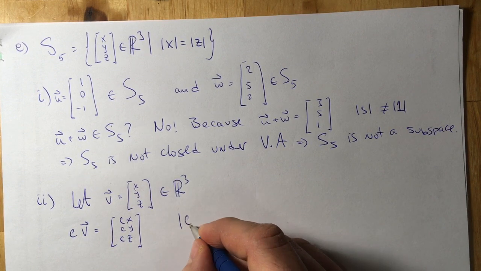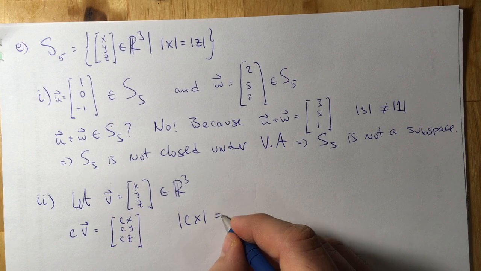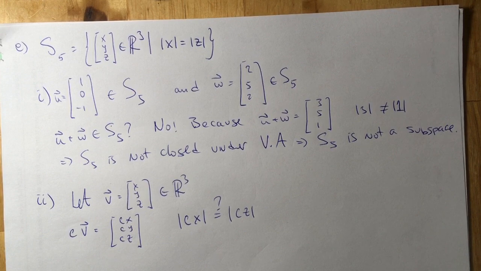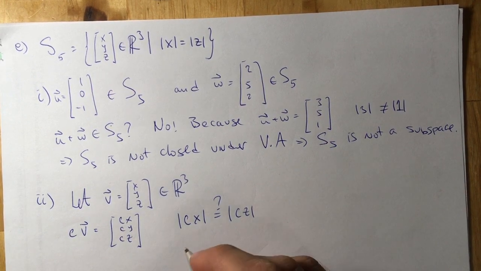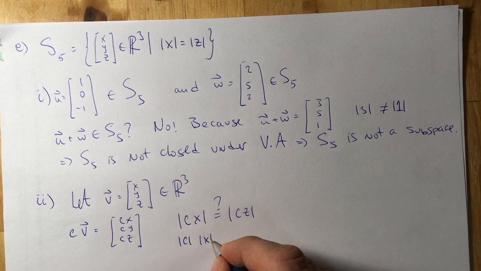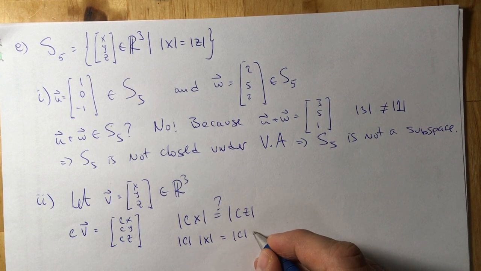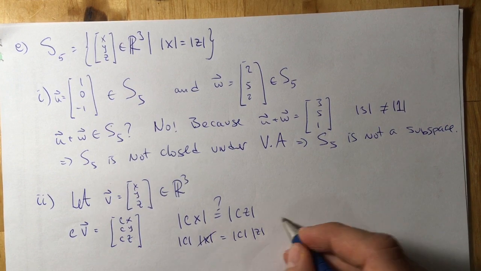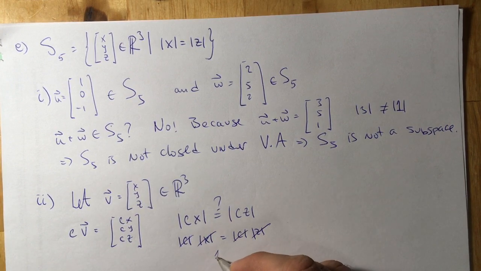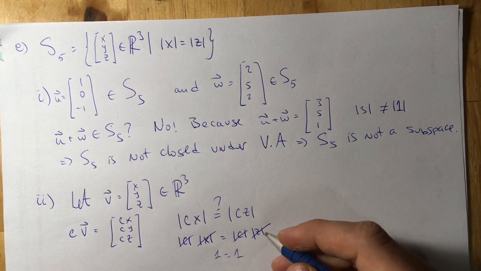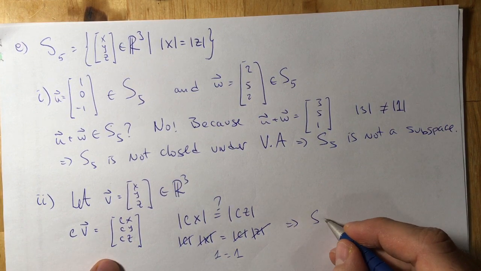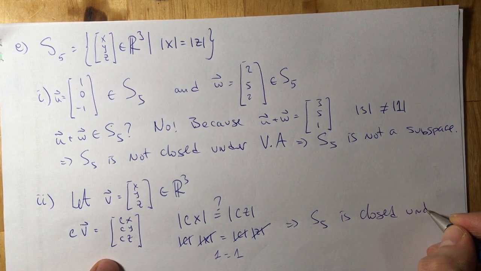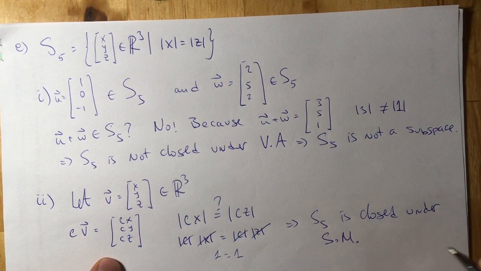And now I'm checking whether absolute value of c times x is equal to the absolute value of c times z. And this indeed is true, because absolute value of c times the absolute value of x is equal to absolute value of c times the absolute value of z. So since these two are equal, you can either cancel these or cancel these. You'll get 1 is equal to 1, which is true. So S5 is closed under scalar multiplication.